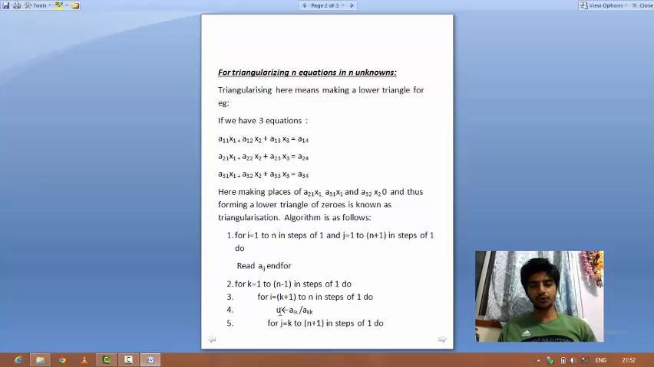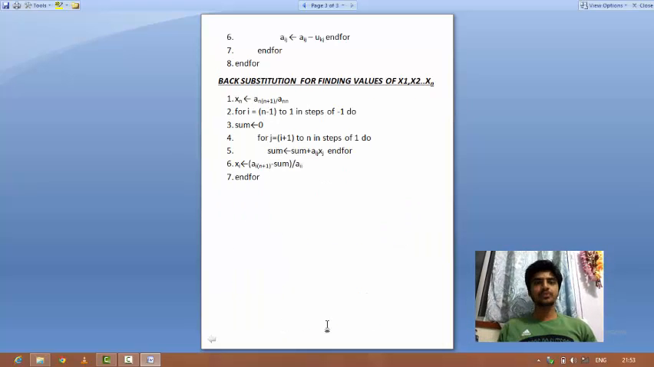What we have to do is find the value of u, that is aik divided by akk. Next, for j equal to k to n plus 1 in steps of 1, we need to find aij, that is aij is equal to aij minus u times akj, and that's the end of the second for and the end of the corresponding first for. Then comes backward substitution for finding the values of x1, x2 up to xn.